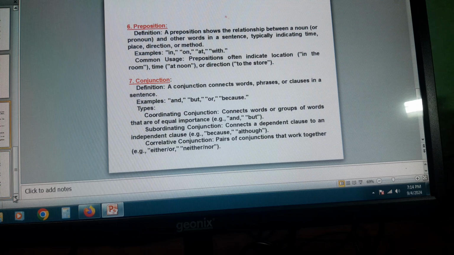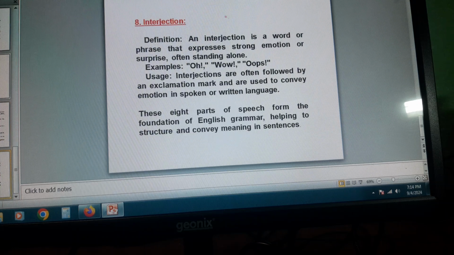Now I am going to the seventh, interjection. You follow the definition. An interjection is a word or phrase that expresses strong emotion or surprise, often standing alone. Example: oh, oops. Usage: interjections are often followed by an exclamation mark and are used to convey emotion in spoken or written language. These 8 parts of speech form the foundation of English grammar, helping to structure and convey meaning in sentences.